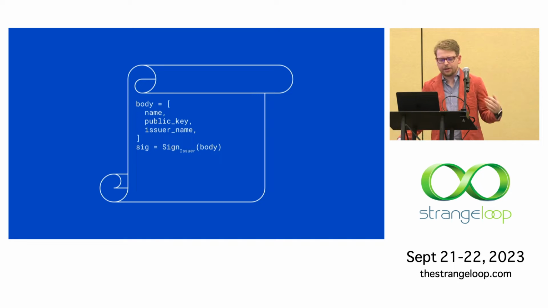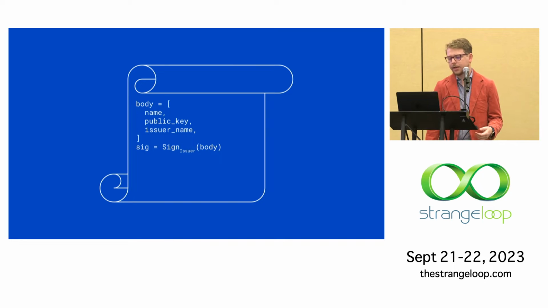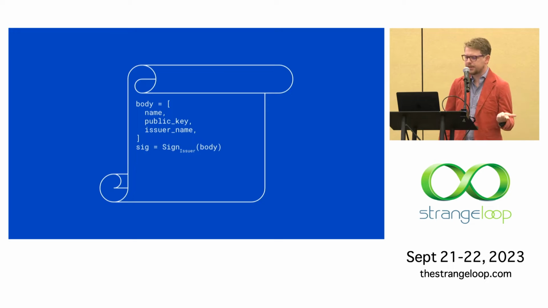Within the internet, this is where certificates come in. So a certificate, in kind of its simplest form, is basically a signature over three things. It's a signature over the name of the site, the URL, the public key of the site, and then the name of the issuer, the person that issued the certificate. And then it contains a signature from the issuer over that whole body.